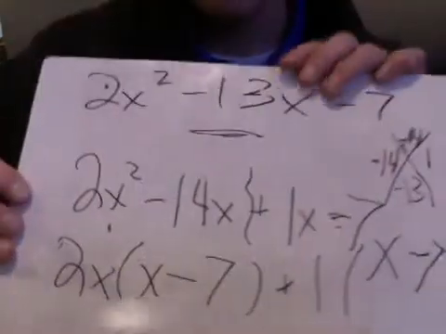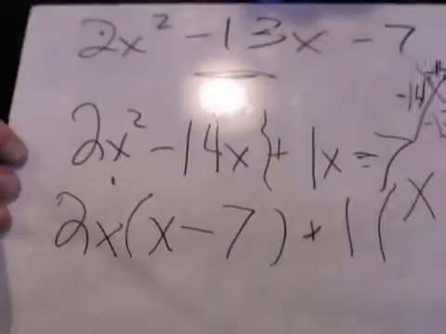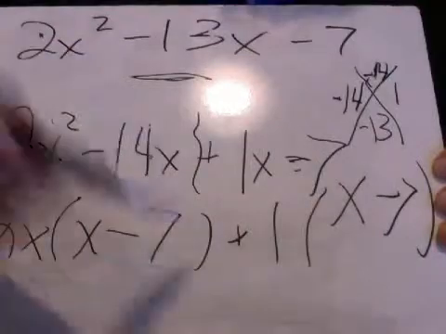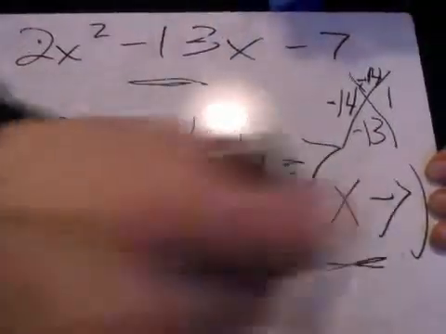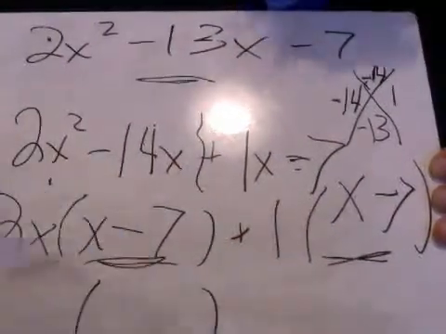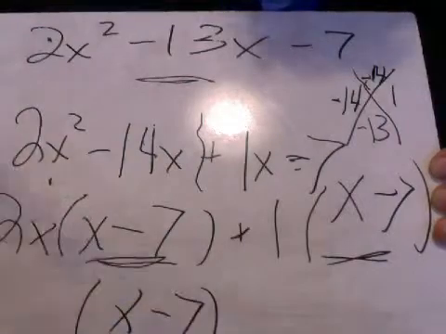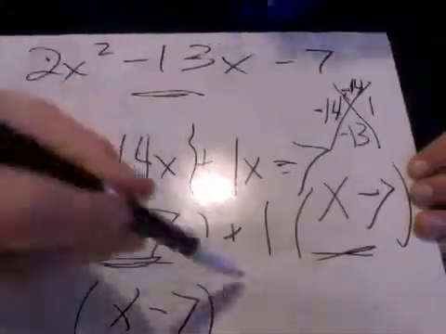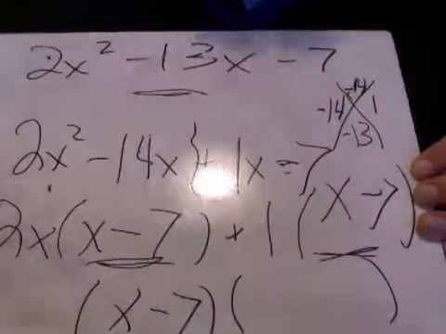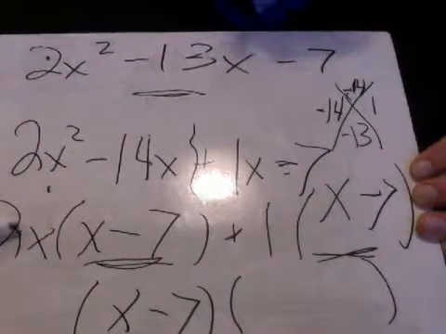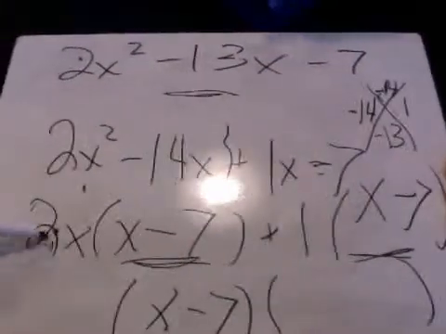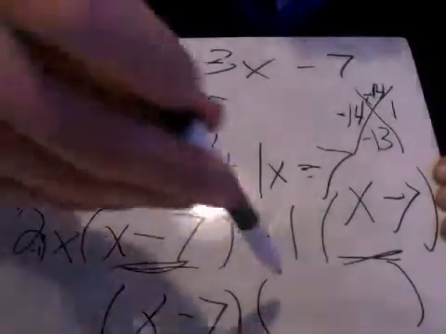So as an answer, remember, I take what's in common down here and put that as part of my answer. And then my leftovers go in the second parenthesis. So 2x and a plus 1 will go in the other parenthesis.